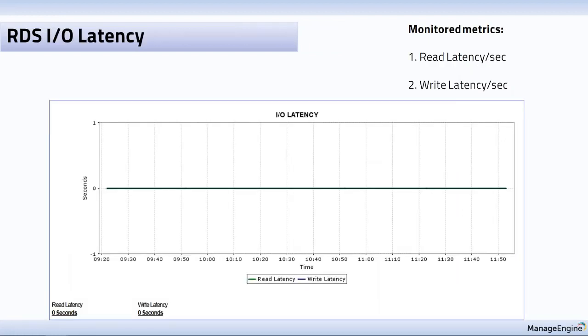Now, in the database, when any operation is being performed, be it a read operation or a write operation, monitoring of latency is essential. So this is what we identify in Applications Manager, where the read latency as well as the write latency is identified per second. This includes the total time taken for the database to perform the input-output operations.